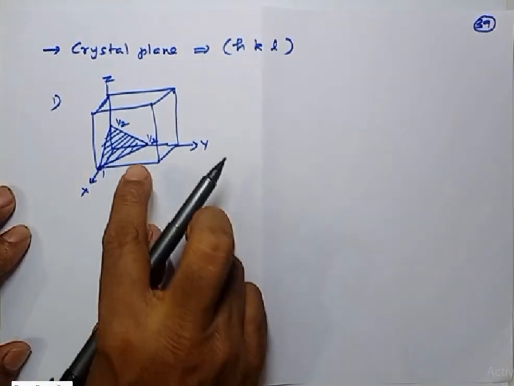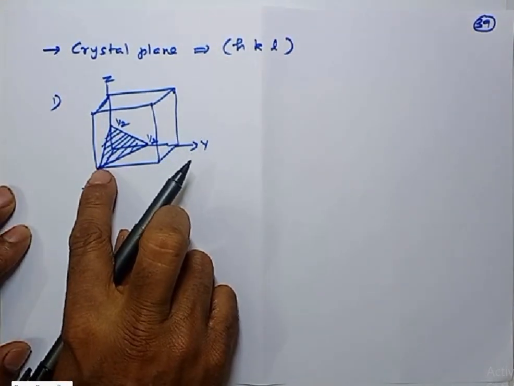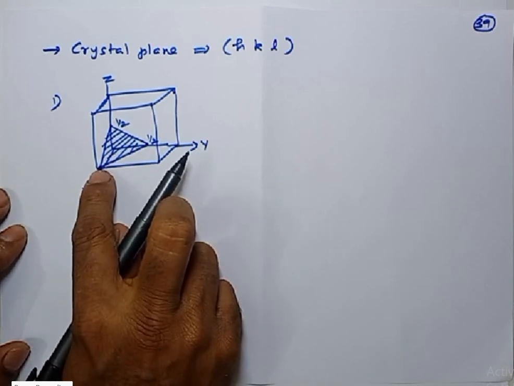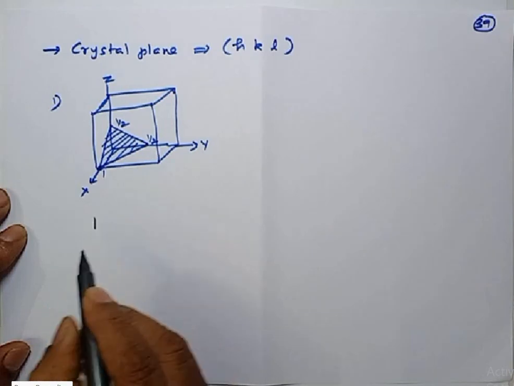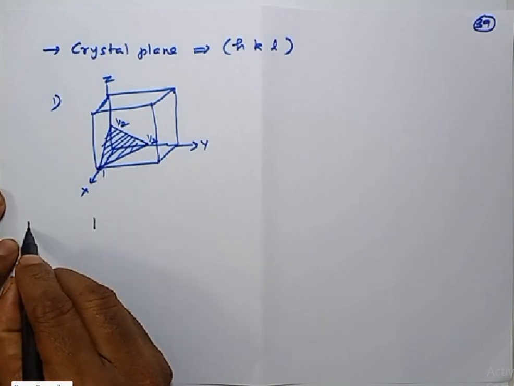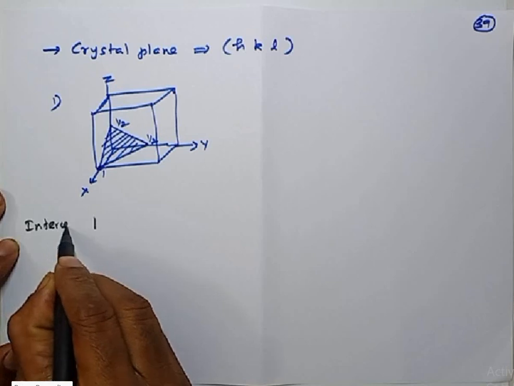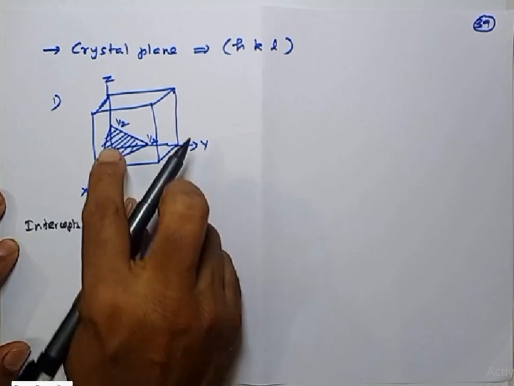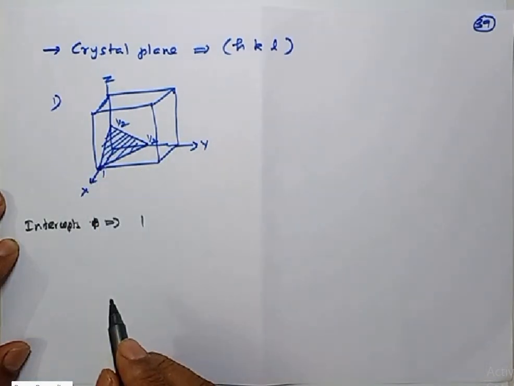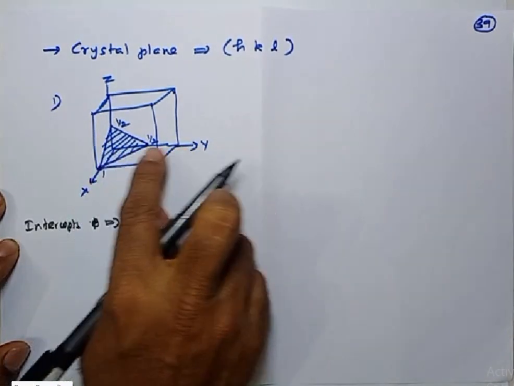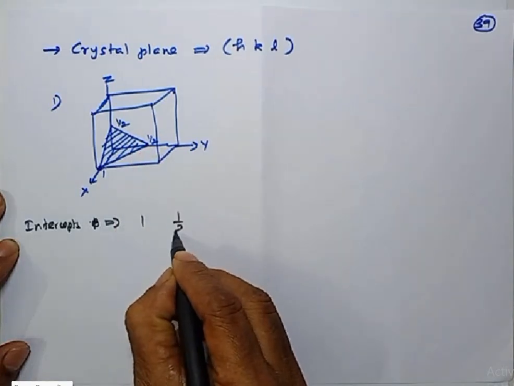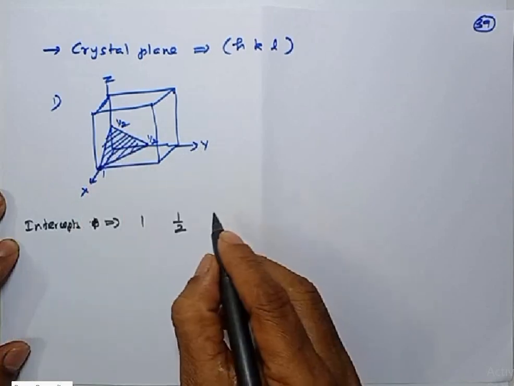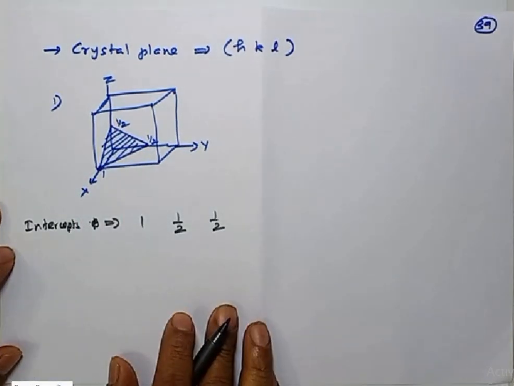First find the intercepts. This plane makes an intercept along the x-axis at 1 unit length. So first I'll write the intercepts. Along x, the intercept is 1 unit length, the y intercept is half a unit length, 1/2, and the z-axis intercept is also half. So these are the intercepts.